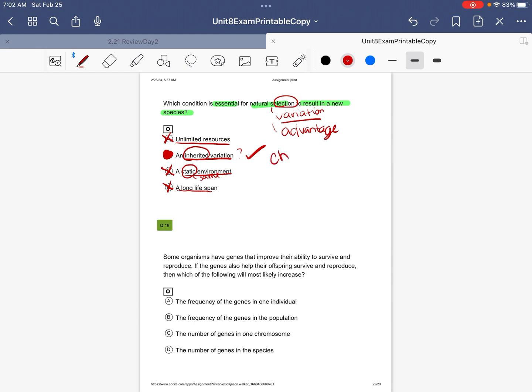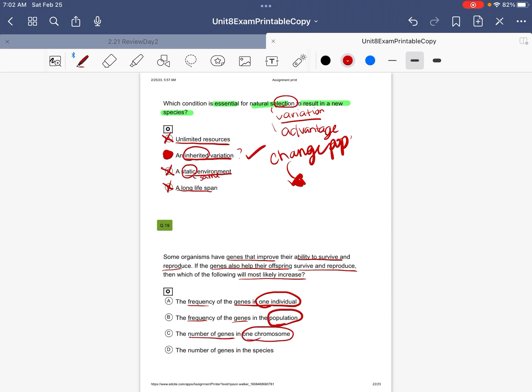Remember, in order for natural selection to change the population over time, you needed to be able to pass down the traits to the other organisms, so that makes sense. And some organisms have genes that improve their ability to survive and reproduce. These genes also help their offspring survive and reproduce. Which of the following would most likely increase? So we're talking about traits that are helping you survive. The frequency of the genes in one individual, the frequency of the genes in the population, the number of genes in one chromosome, and the number of genes in the species.